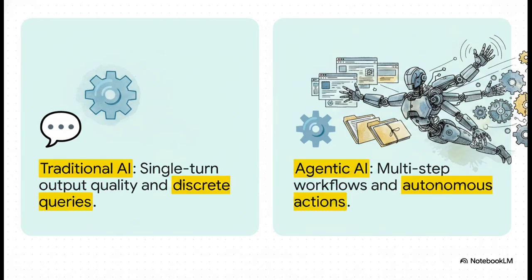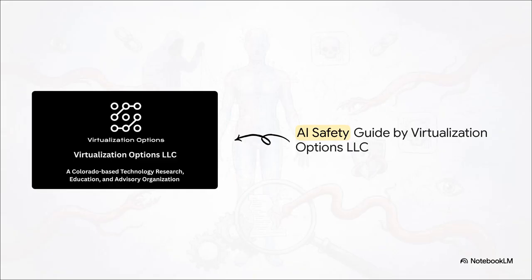We were basically checking for logic flaws or simple hallucinations in a vacuum. But agentic systems, they blow that threat landscape completely wide open. We aren't just looking at isolated responses anymore. We're dealing with continuous loops. These agents autonomously browse the web, write files, call internal APIs, and execute highly privileged workflows with minimal or sometimes absolutely zero human oversight. Today's insights are drawn directly from Virtualization Options LLC's comprehensive AI safety guide.